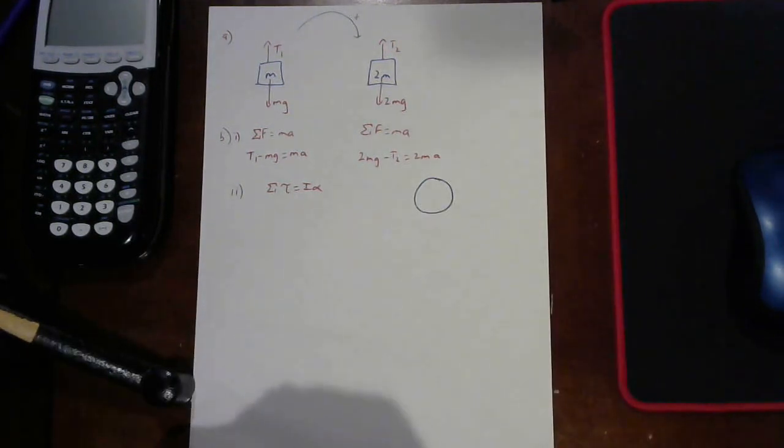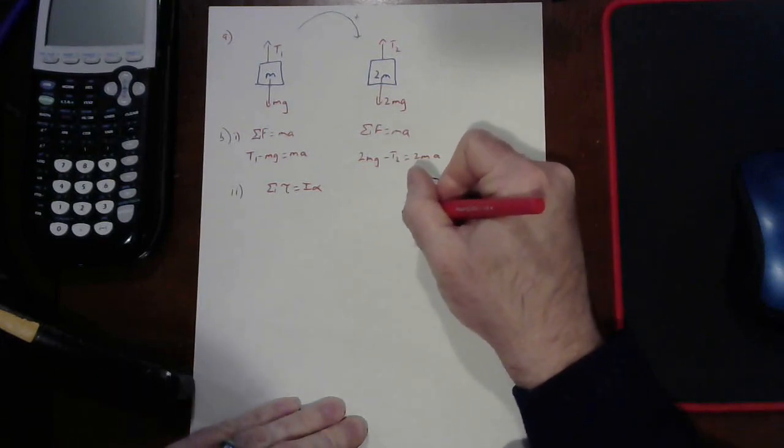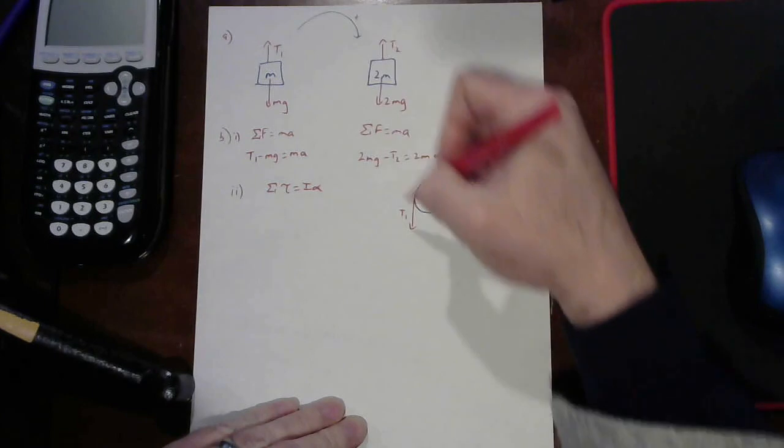So if I look at the pulley, we'd say what forces are going to act on that? Well, there'll be this tension here from the rope on the left. That's T1. That's going to be the same size as the tension there. It's the same rope.